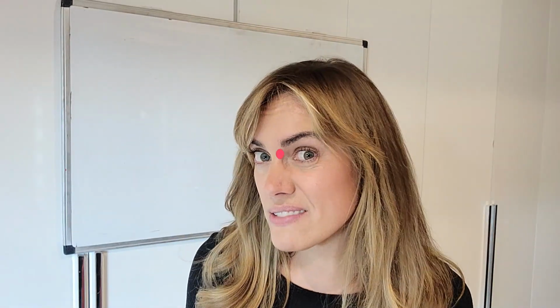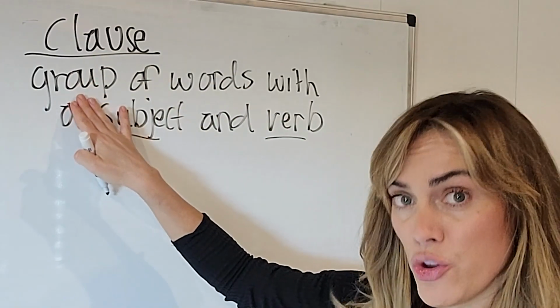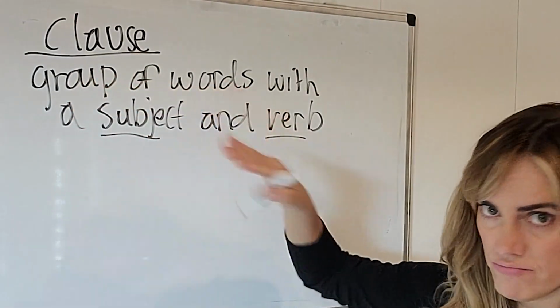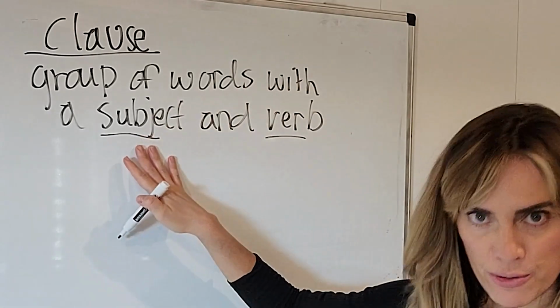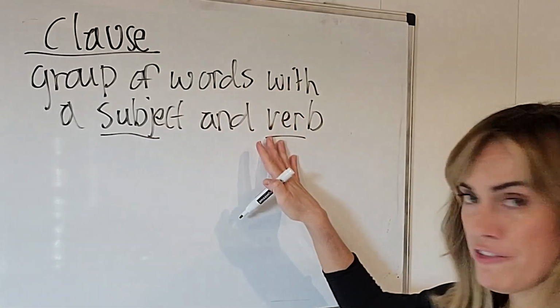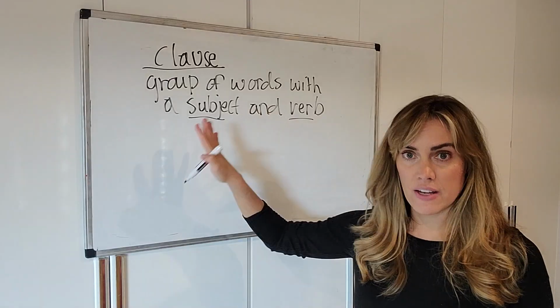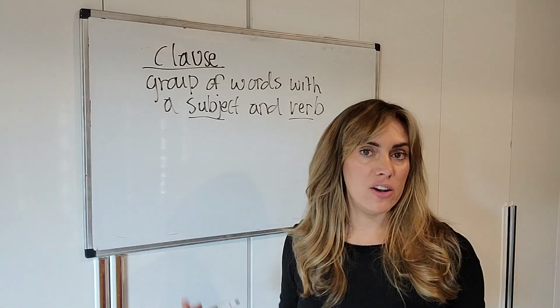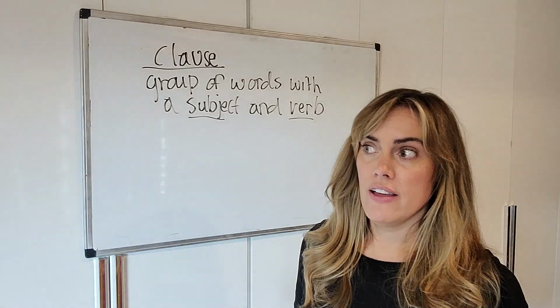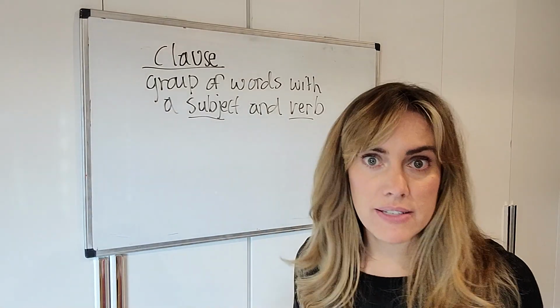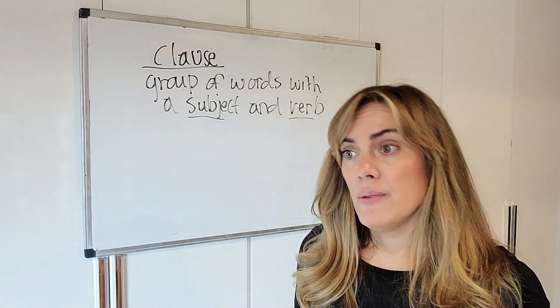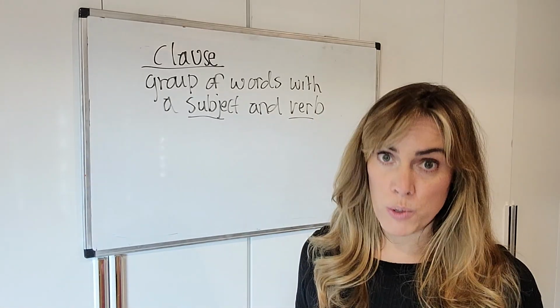So first, let's start by reviewing what a clause is. A clause is a group of words with a subject and a verb. It has to have a subject and a verb in order to be a clause. And usually that means that it's a sentence too. But sometimes it's not complete.